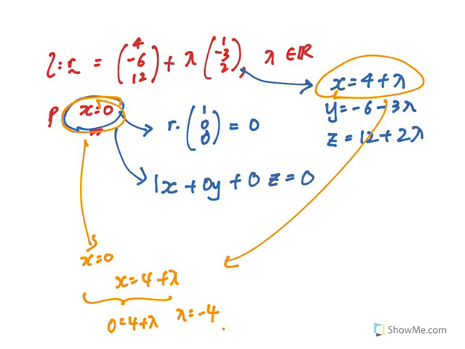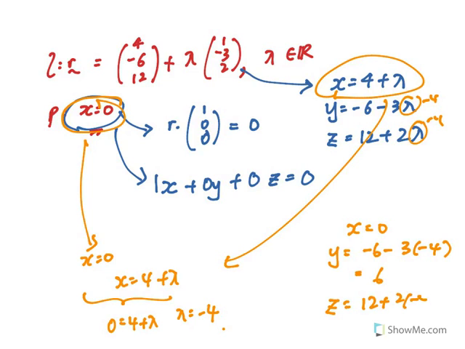And from there, very quickly you can sub back in, right? Lambda is -4. So x equals 0. y equals -6 minus 3 times -4. y equals anyone? 6. Okay. z equals 12 plus 2 times -4 equals 4. And quickly your answer comes out to be 0, 6, 4.